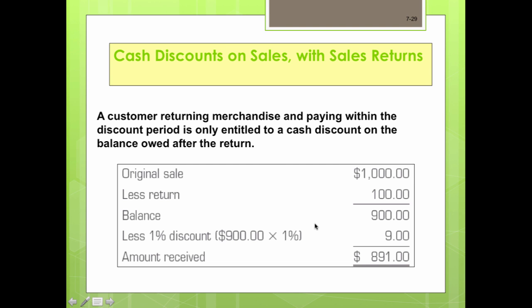Okay, so now we're dealing with you as a business returning goods to your wholesaler for whatever reason. What it says here is a customer returning merchandise and paying within the discount period is only entitled to a cash discount on the balance owed after the return. So the original sale was for $1,000 minus the return of $100. So our balance is $900. But you have to subtract the 1% discount because that's what they gave us before. That amounts to $9. So the actual amount received is $891.